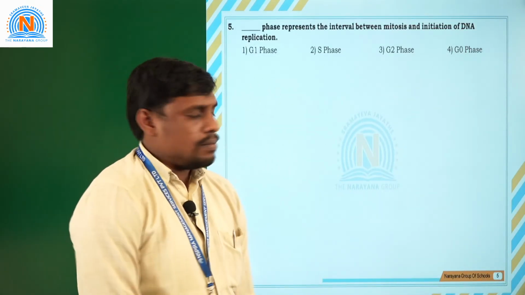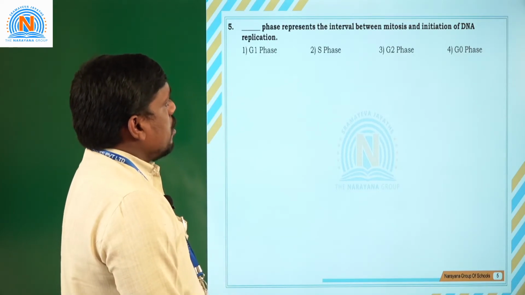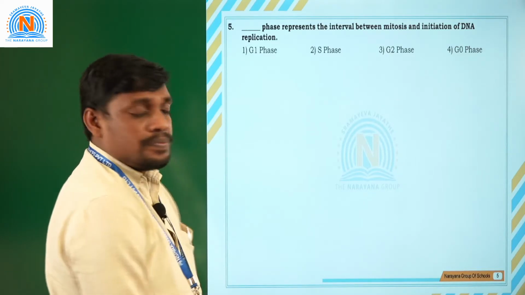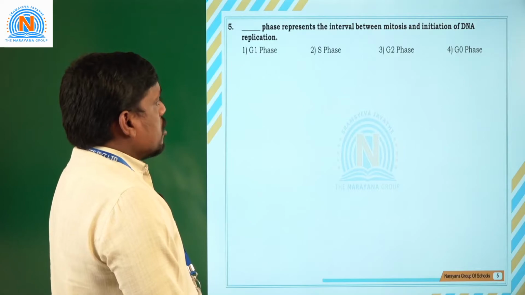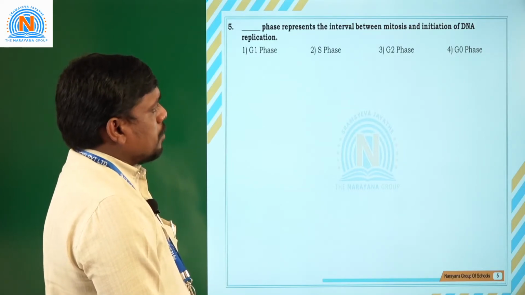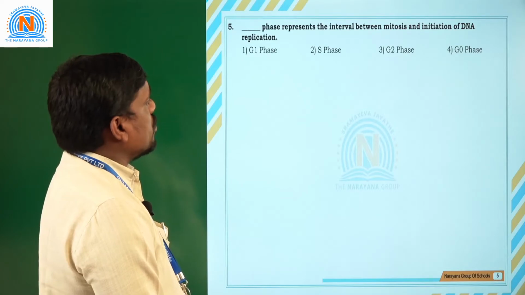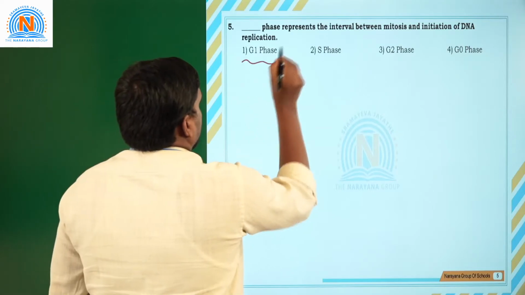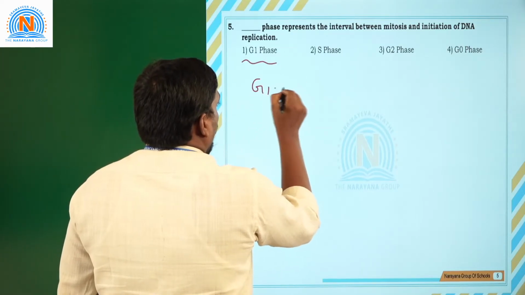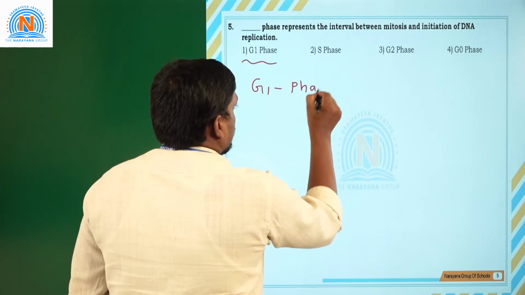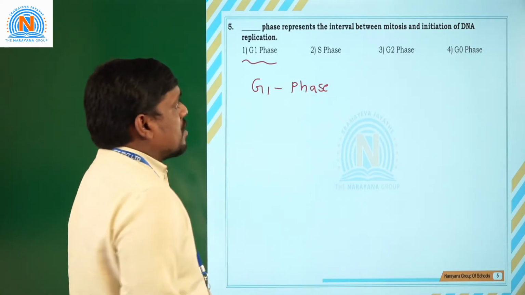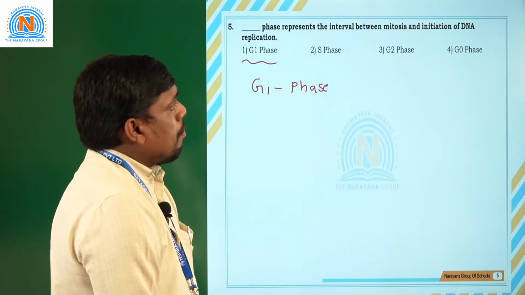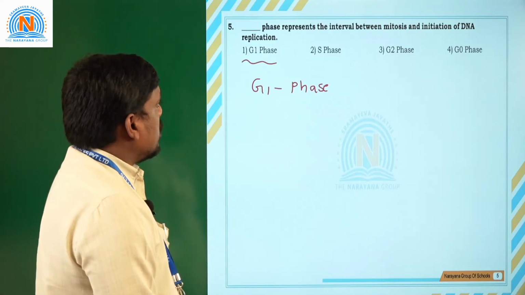Fifth question, students. Dash phase represents the interval between mitosis and initiation of DNA replication. Once again, dash phase represents the interval between mitosis and initiation of DNA replication. What is your correct answer? Generally, the gap 1 phase is considered as one of the phases which represents the small gap in between mitosis and initiation of DNA replication.